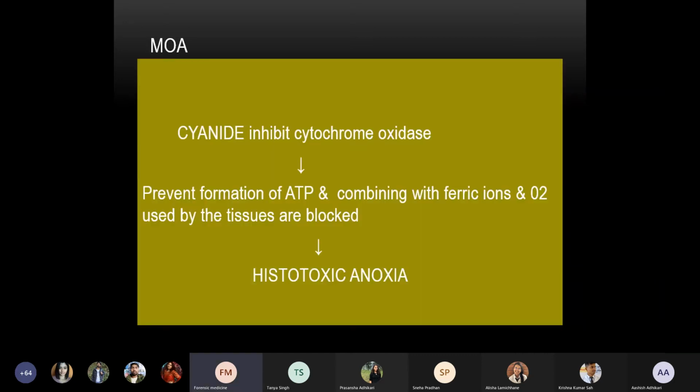So, the mechanism of action of cyanide poisoning. First, cyanide will inhibit cytochrome oxidase, and that will prevent the formation of ATP. This cyanide will combine with the ferric ion, and the oxygen used by the tissue is blocked, and that will lead to histotoxic anoxia. That means there is enough oxygen present in the body, but the tissue is unable to utilize it.